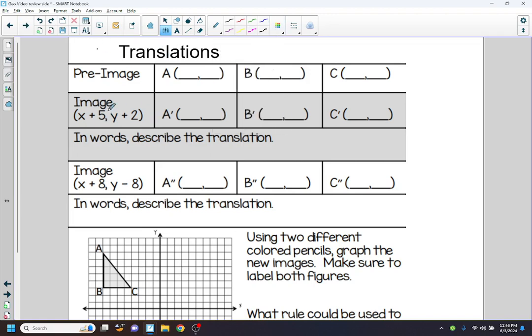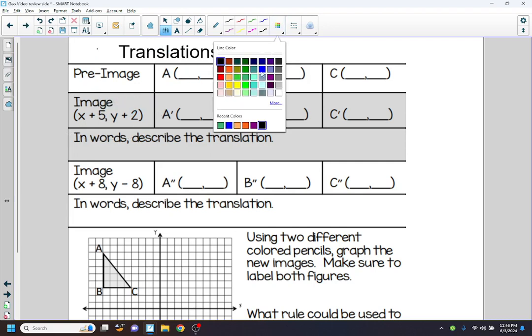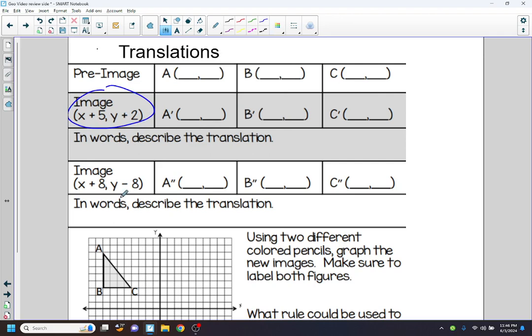So on the test, I will either give you this, where I say in a coded word, like here, I give you the original picture, by the way, and then I say either do x plus 5, y plus 2 and describe the transformation, or I'll give you it in words. So in this case, this is going to go right 5, up 2. I might give you just the words and the picture, and then you give me the new picture.